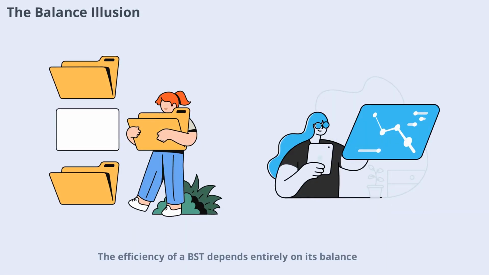Efficiency of a BST depends entirely on its balance. If data is inserted in a sorted or nearly sorted order, the tree can become skewed, losing its logarithmic performance. In the worst case, a BST degenerates into a linked list with all operations degrading to O(n). This collapse highlights the importance of maintaining balance in tree-based structures.